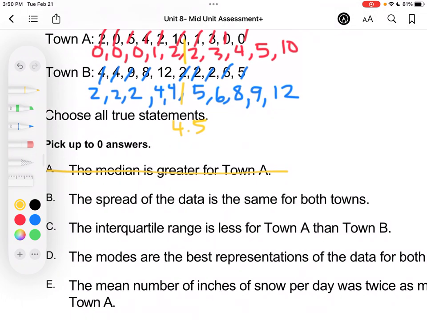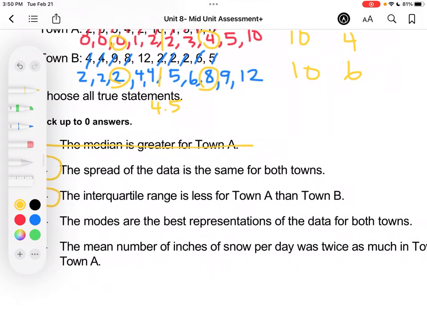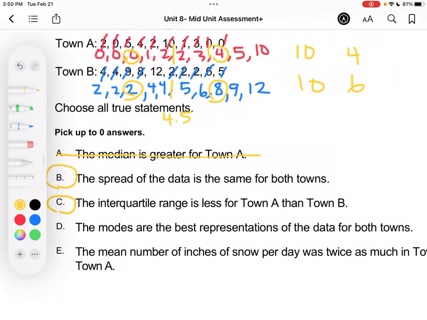The spread of the data is the same for both towns. Well, 10 minus 0 is 10. 12 minus 2 is 10. So that's true. The interquartile range. So I've got to find the interquartile range. So 4 minus 0 is 4. And then that's 6. The interquartile range is less for town A than town B. Well, that's true. The modes are the best representations of the data in both towns. Well, that's not true because the mode's never the best representation.